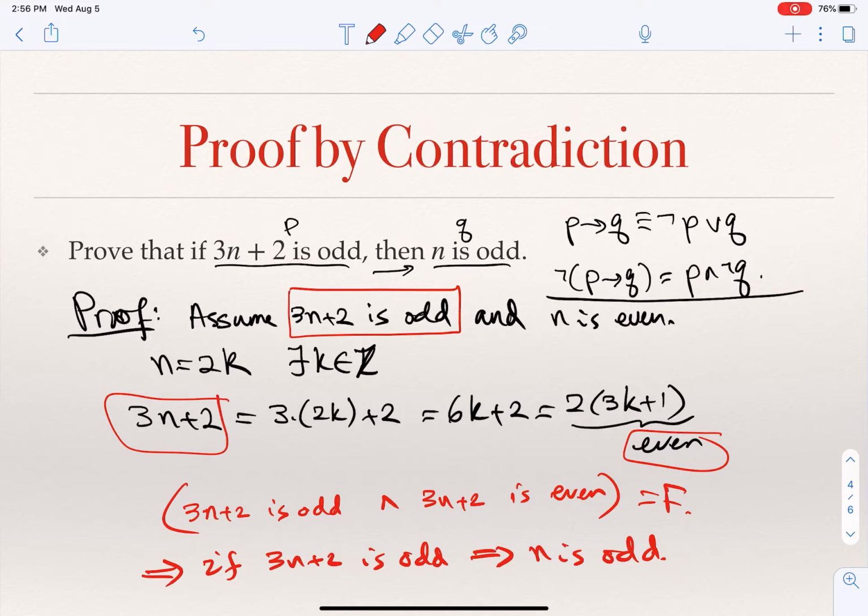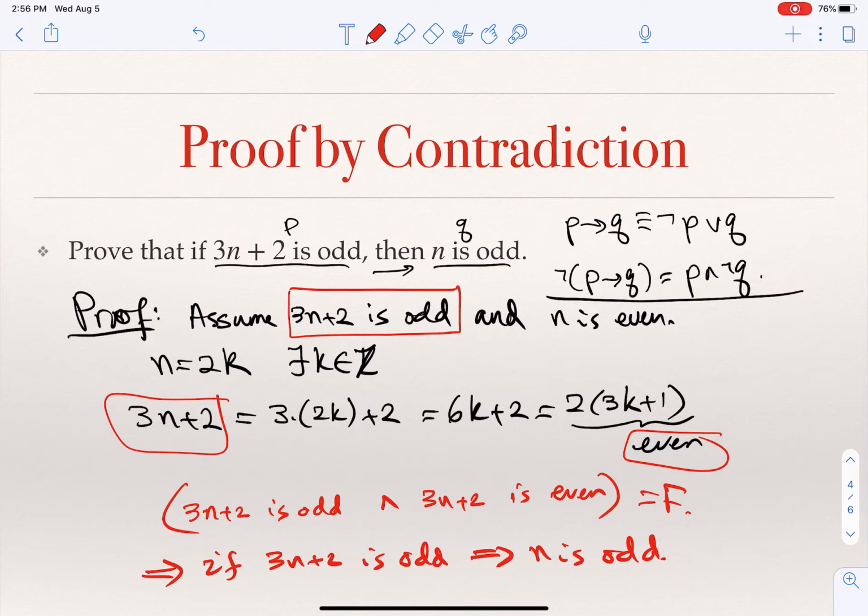So I assumed 3n plus 2 is odd. I reached the conclusion that 3n plus 2 is even. This is a contradiction. Therefore, my assumption that 3n plus 2 is odd and n is even is false. Then the negation of this must be true, but the negation of this is what we tried to prove, which is 3n plus 2 is odd implies n is odd.